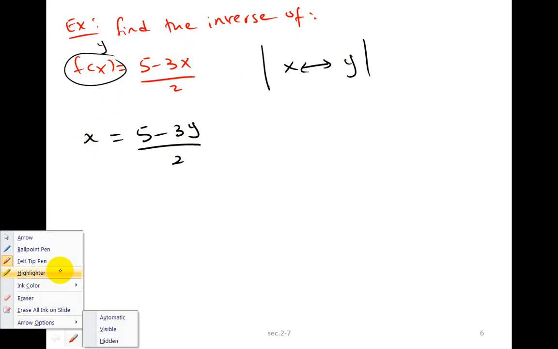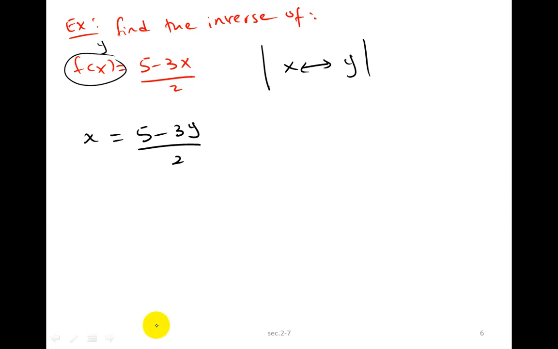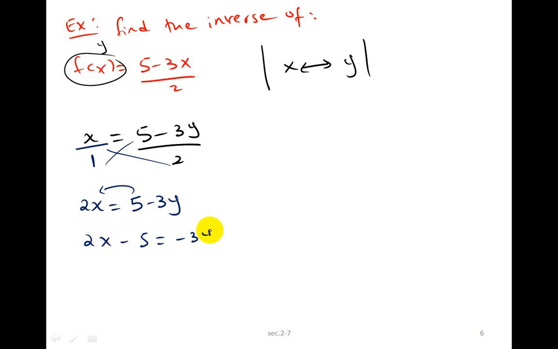Next, you already know that to write any function, it must be in terms of y. That means it must be y equals something. So to change it to that form, put 1 here under the x, and you can cross multiply here. 2x equals 5 minus 3y multiplied by 1. It doesn't make any change. Bring the 5 back, so it will be 2x minus 5 equals negative 3y. Divide both sides by negative 3.